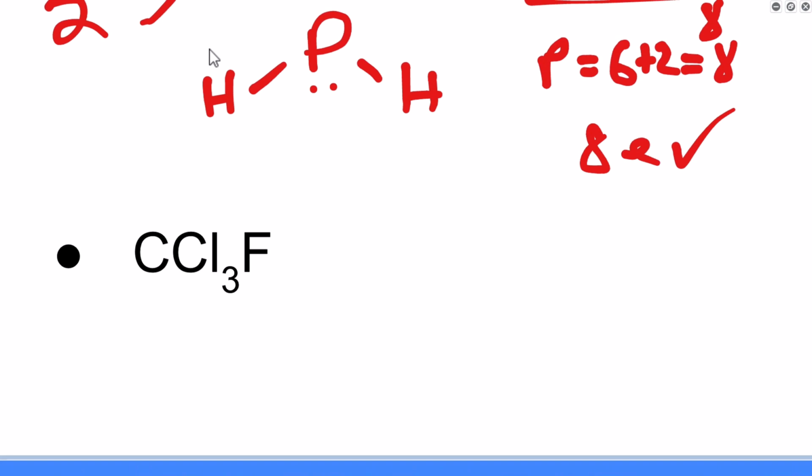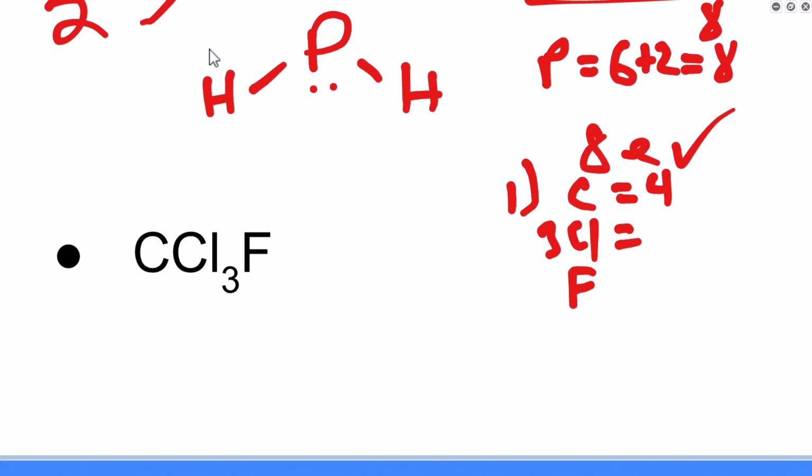CCl3F. Again, same procedure here. So step 1, we have carbon, we have 3 chlorines, and a fluorine. So 4, 21, and 7. Again, look at your periodic table and figure out how many valence electrons there are based on that periodic table location. Each carbon has 4, each chlorine has 7, times 3 is 21, and fluorine has 7 as well. So when I add these up, 32 electrons to play with in my structure.